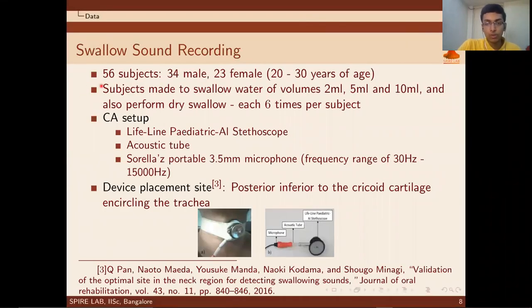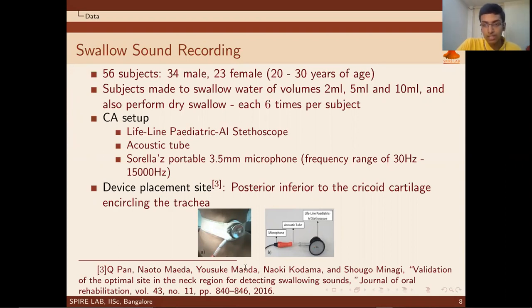For the collection of swallow sounds, data was recorded from a total of 56 subjects. Each subject was made to swallow water of volumes 2 ml, 5 ml, and 10 ml. Apart from these, the subjects were also made to perform dry swallow. During dry swallow, saliva might have been swallowed. The cervical auscultation device used to record the swallow sounds can be seen in this figure here.